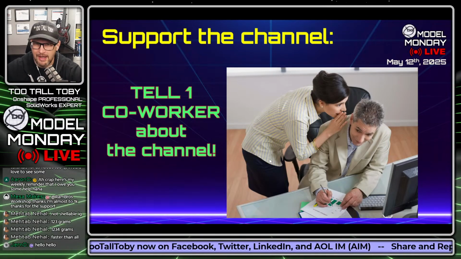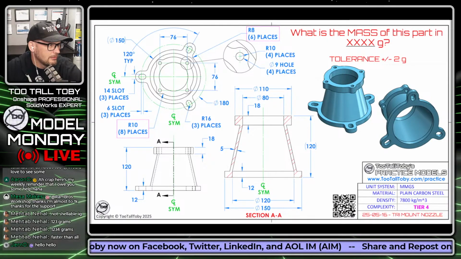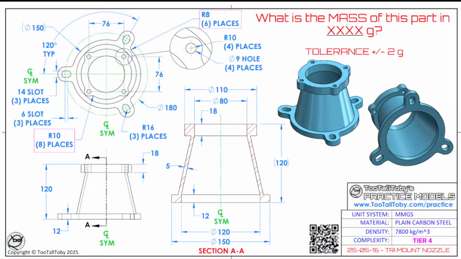Jern, it's a good model today. I'll roll back to it real quick for you, in case you didn't get a chance. This is a good model. The Tri-Mount nozzle. A fun one. Fun one to try to break down, try to figure out the best way to build it, and then do it. Figure it out and then do it.